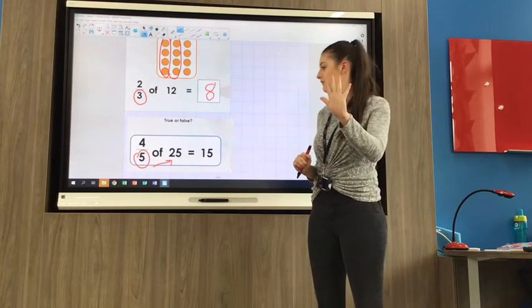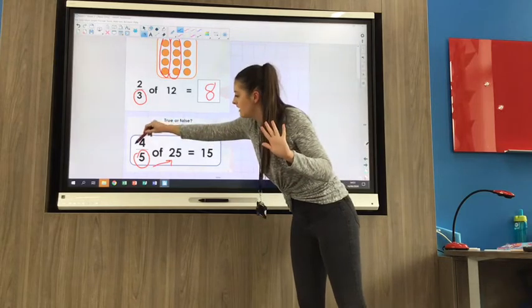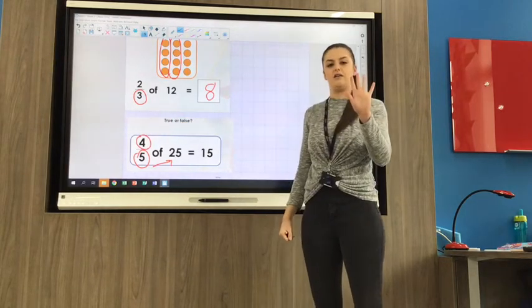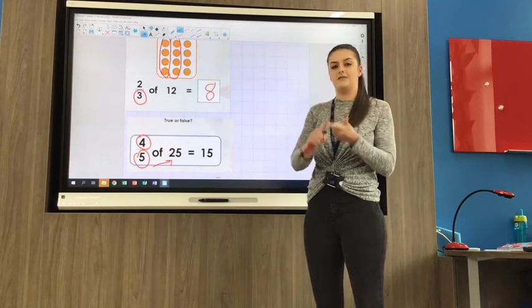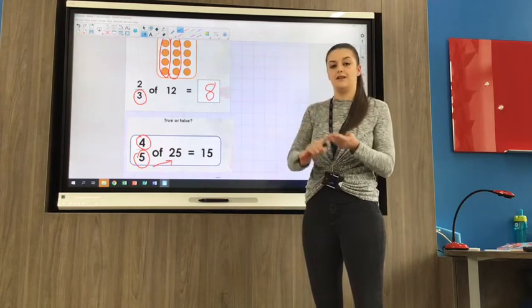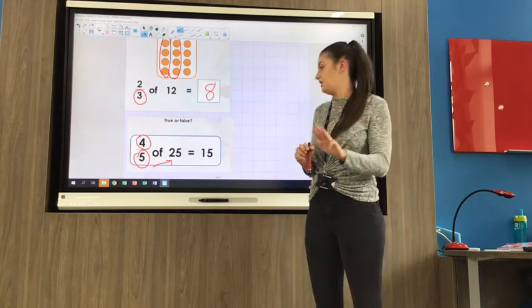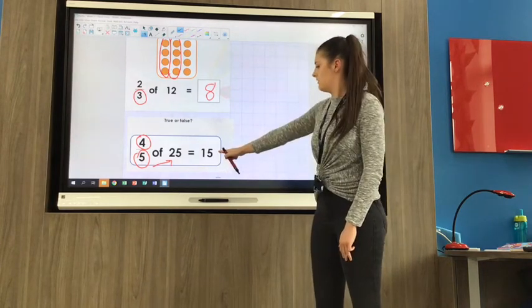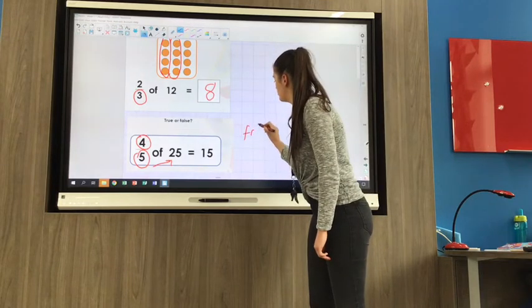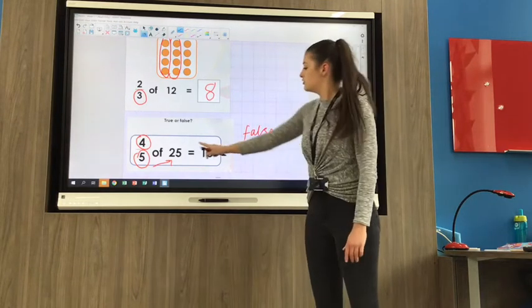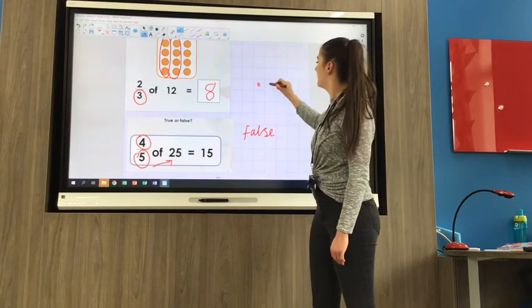There's 5. But it's asking me to have 4 lots of 5. So what's 4 times 5? 5, 10, 15, 20. 20, okay? So is that answer right? No, it is false. But if you're struggling to use that method, just draw out your 25 counters.